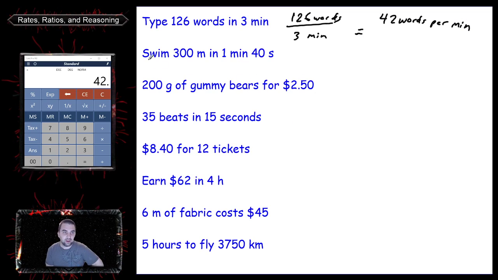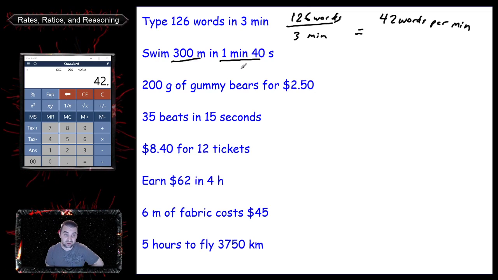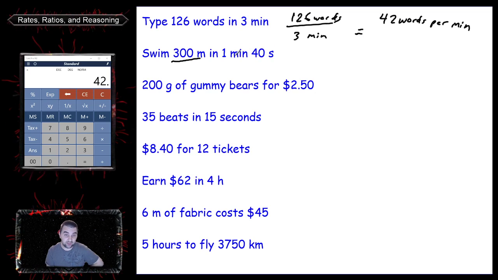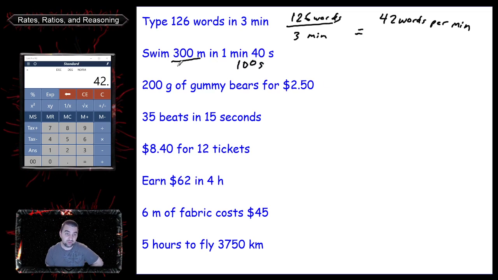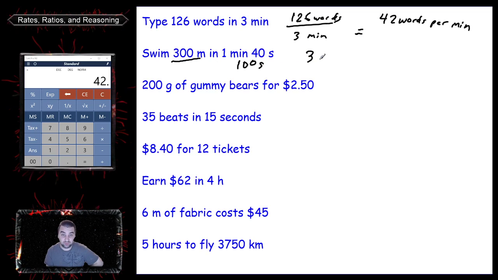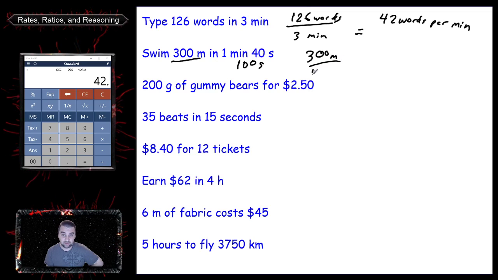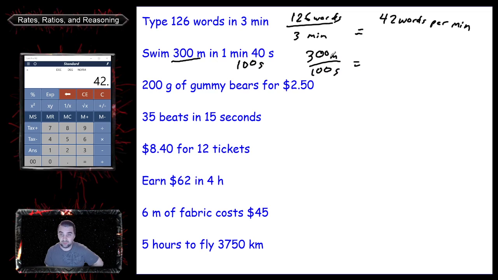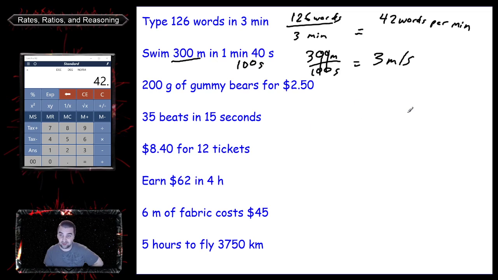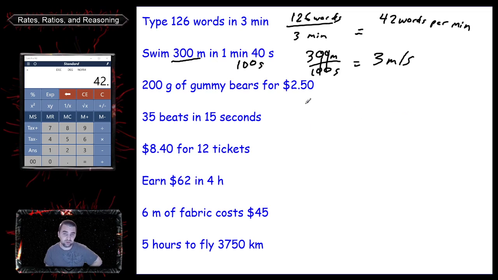Okay. Swim 300 meters in 1 minute and 40 seconds. Well, 1 minute and 40 seconds, we kind of need that to be all in one thing. That's minutes and seconds. So we just want, is that 100 seconds? So 300 meters in 100 seconds, that would basically be 3 meters per second. 300 meters, 100 seconds. So zeros cross off, so that's 3 meters per second. That's really fast. Who can swim that fast?